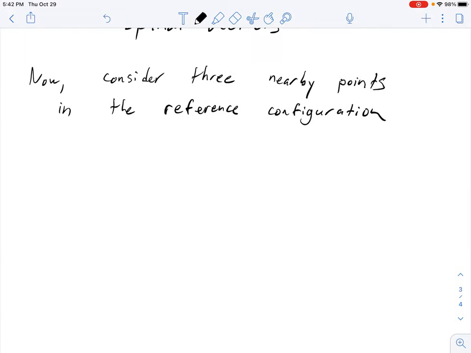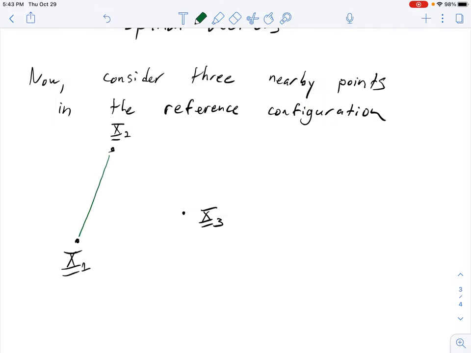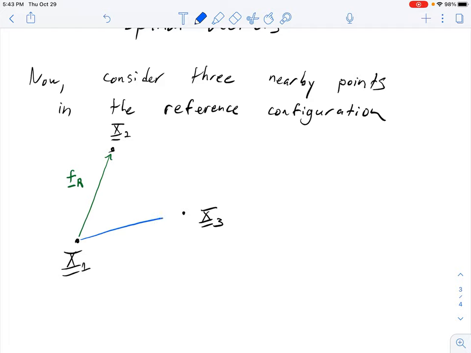All right, so we're zoomed in really far in the reference configuration to a pretty close neighborhood of the point x1. So we have x1, a material point, x2, another one, and x3, a third one. All right, so we could draw maybe the vector from x1 to x2, we'll call FR, and the vector from x1 to x3, we'll call GR.